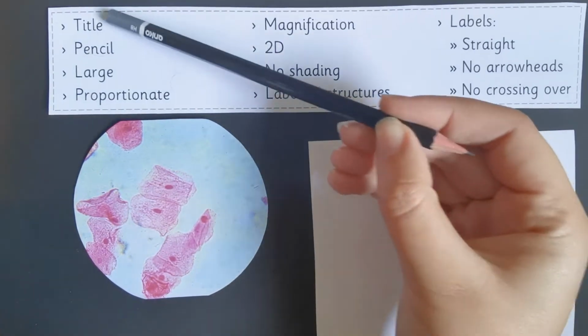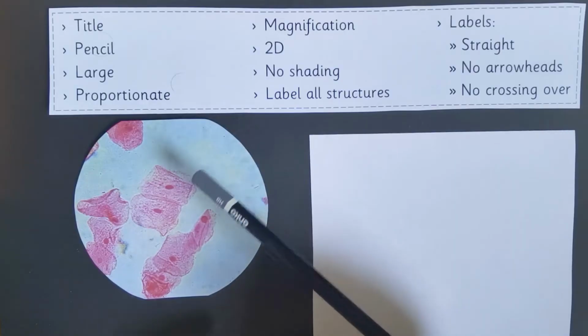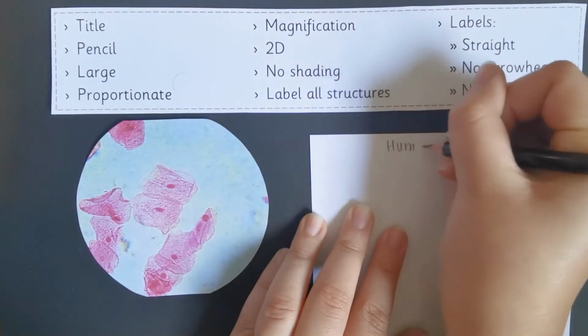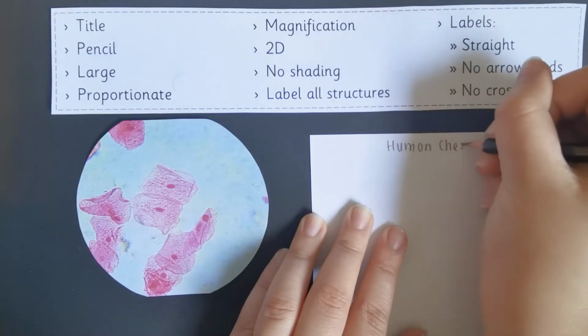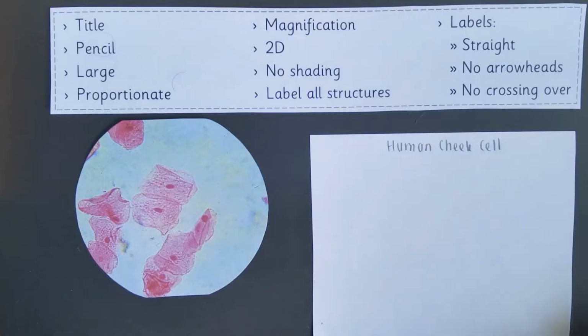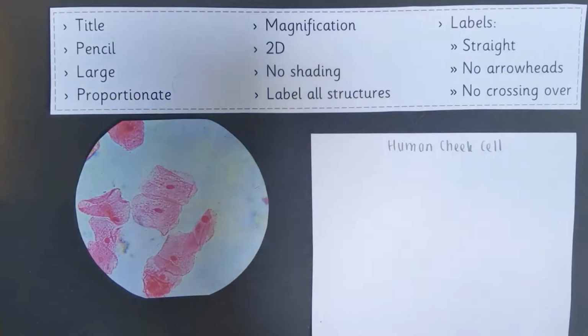So, the first thing that we need to do is write our title. So we need to know what we're drawing. So as you look in this picture, what we've got is a bunch of human cheek cells. So let's write that as our title so we know what our drawing is. All right, the next thing we need to do is we need to make sure that we're doing our diagram in pencil, which we are.